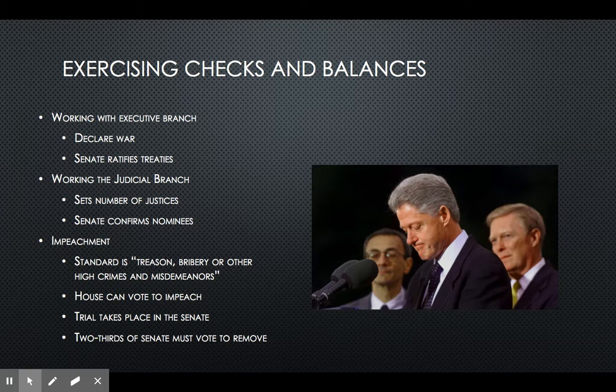Now, Congress also has the power of impeachment, okay? And this is really important in terms of how they can check the executive branch or other federal officials. Now, the standard for impeachment is treason, bribery, or other high crimes and misdemeanors. Okay, so think back to when President Trump was impeached, because he was in fact impeached, he just wasn't removed from office. They discussed bribery and other high crimes among those crimes for which he was impeached.